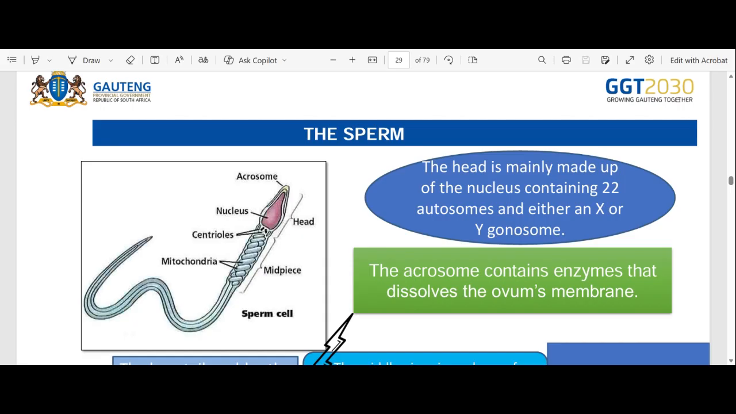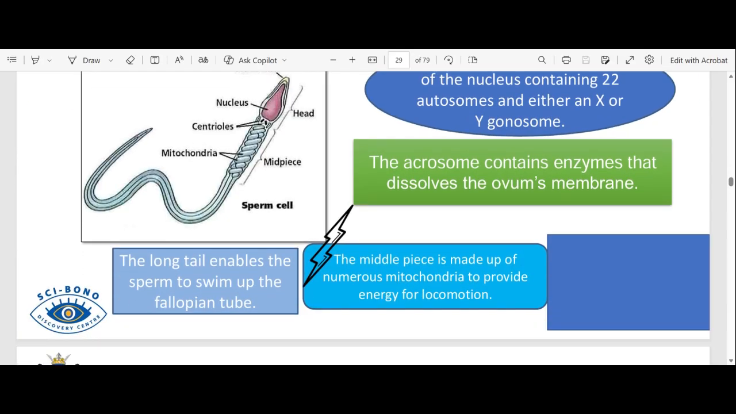So the nucleus of the sperm contains what? Genetic material. Then we have the last part, which is the acrosome at the tip of the sperm. The acrosome is an enzyme. It breaks down the membrane of the ovum during fertilization, so that the nucleus can enter. Okay, we're done with the structure of the sperm.